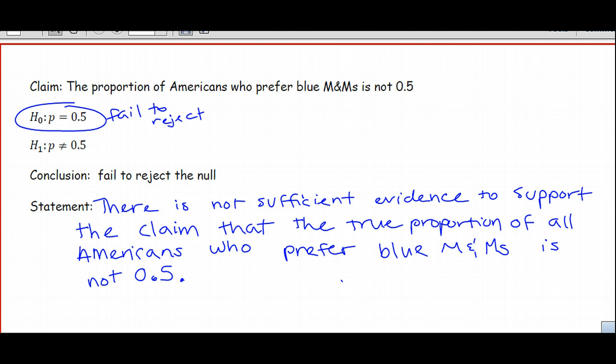Now, we're doing a lot of writing, so make sure you read it through again and make sure it makes sense as a whole statement, because by the time you finish writing your conclusion statement, maybe you're not tying it in. So we had said that it was fail to reject, so I can't say this, so I can't support this. So there's not enough evidence to support the claim that the true proportion of all Americans who prefer blue M&Ms is not 0.5.